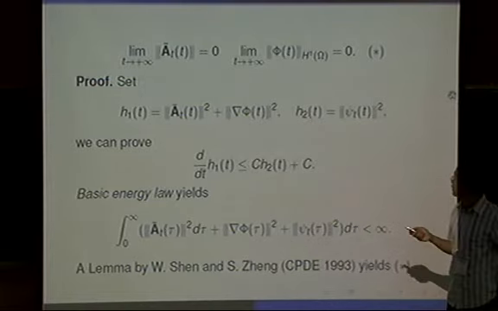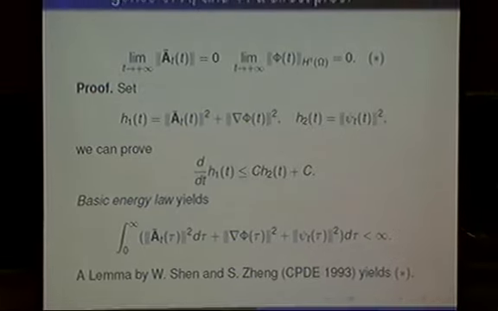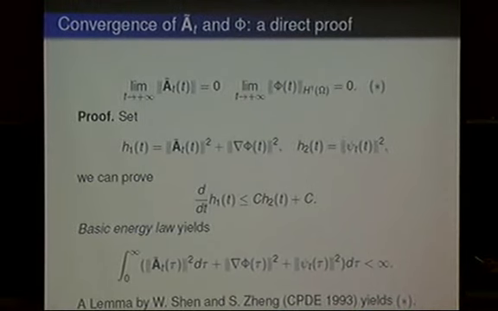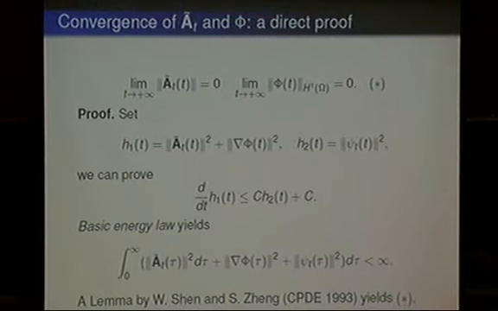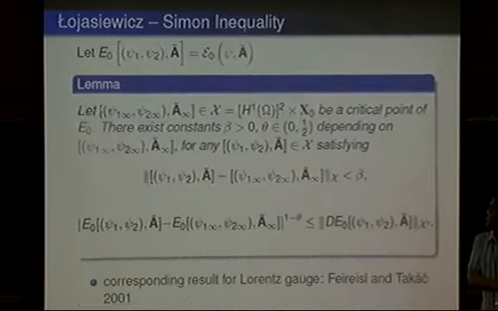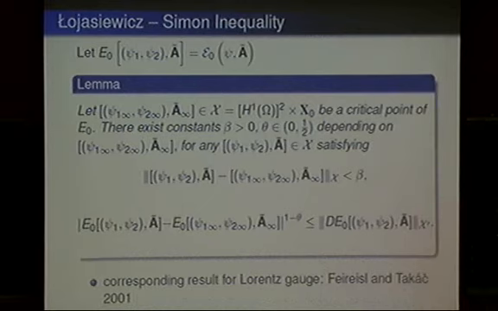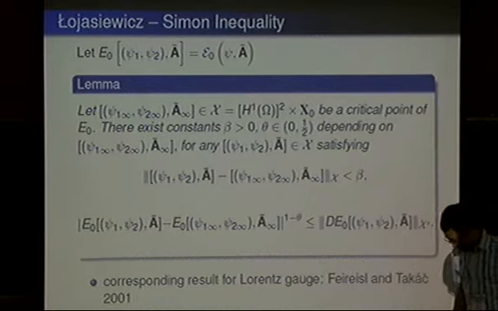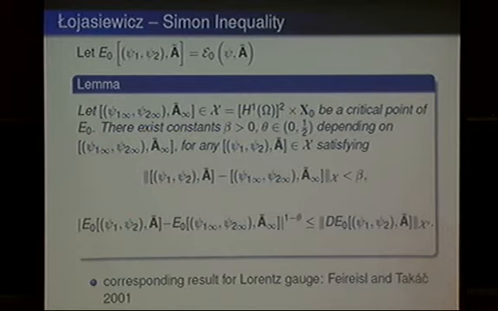The convergence of the time derivative of A and the electronic potential is very simple. It can be done by the energy estimate. It's easy, so I do not dwell on this. And we'll have a look at the Loesch-Simon type inequality used in our proof.